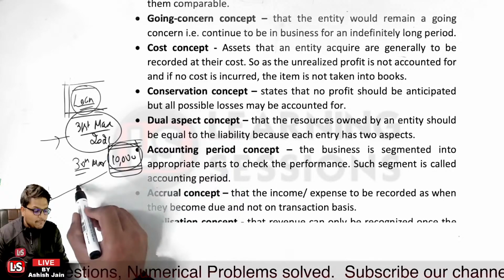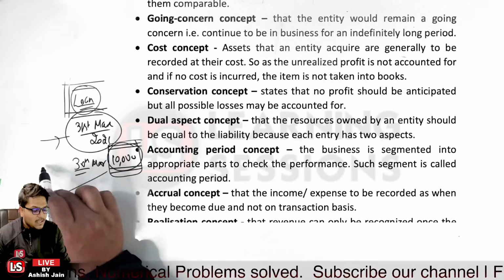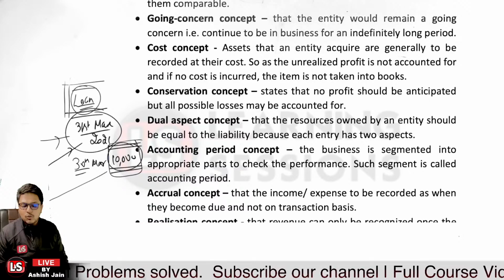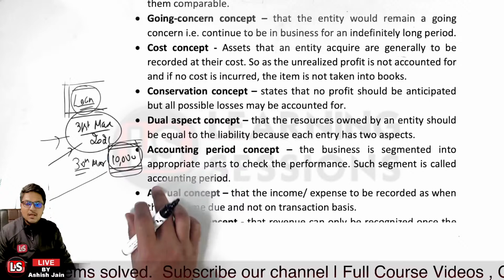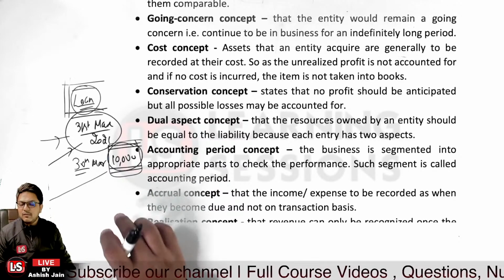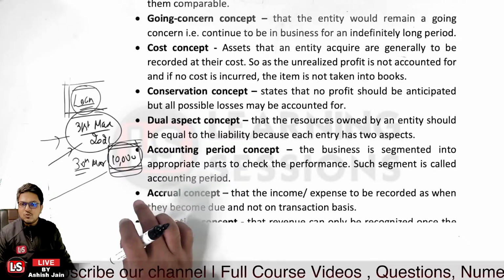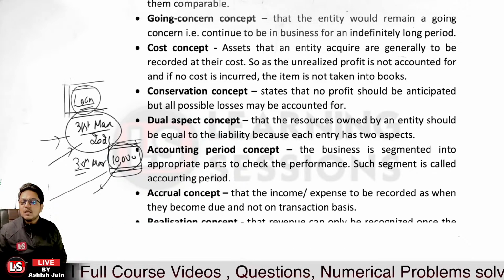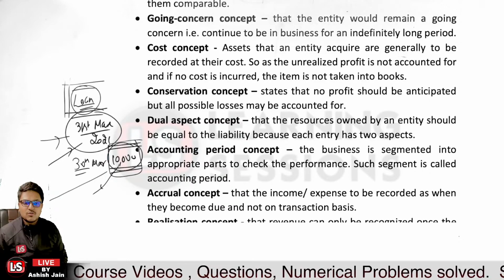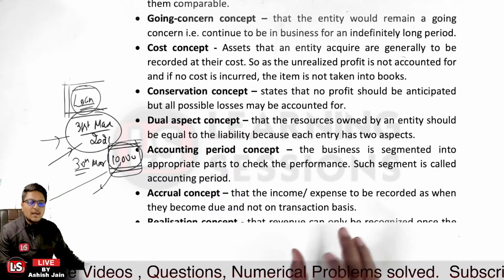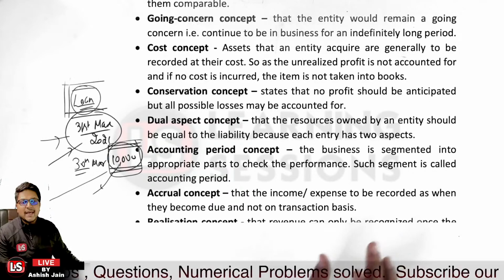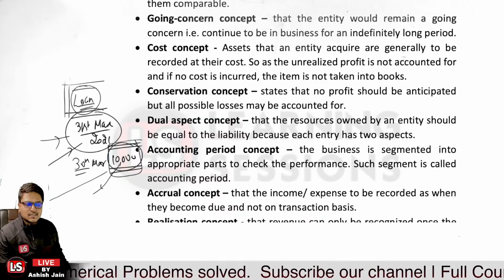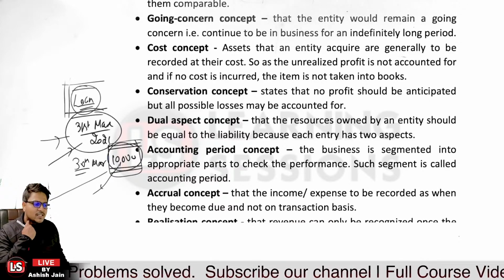But on 31st of March, this interest became due. Now the bank becomes the rightful owner to receive the interest, and the bank can account for this accrued interest in its profits. That is the accrual concept: income or expense is to be recorded as and when it becomes due, and not on a transactional basis. Is that clear? Then it is the realization concept.